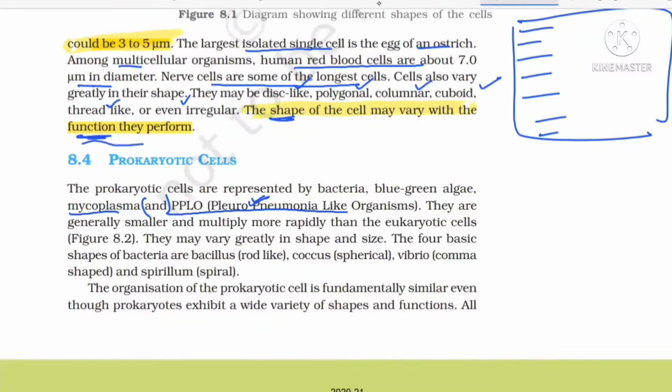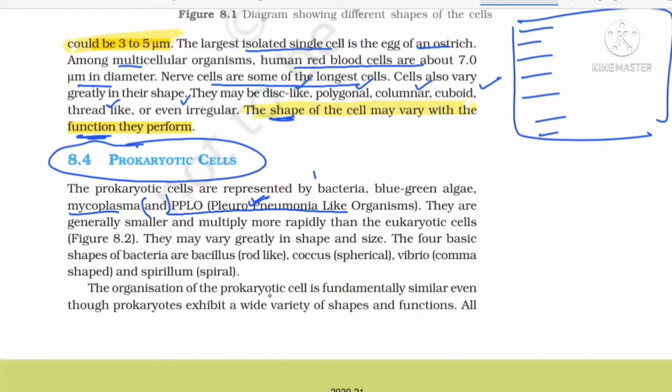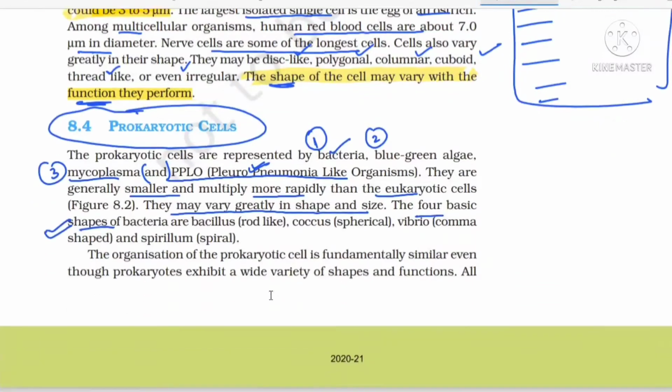Now I'm starting with the prokaryotic cell. The prokaryotic cell means bacteria, cyanobacteria, mycoplasma, and PPLO. They are generally smaller and multiply more rapidly than the eukaryotic cell. They also vary greatly in shape and size. We have studied bacterial shapes. The 4 basic shapes are coccus, bacillus, comma, and spirillum, which we have already studied.